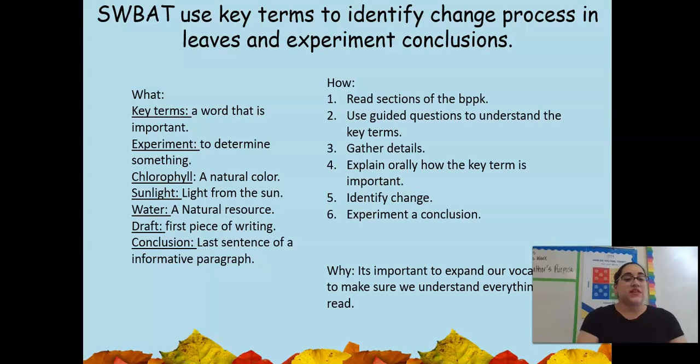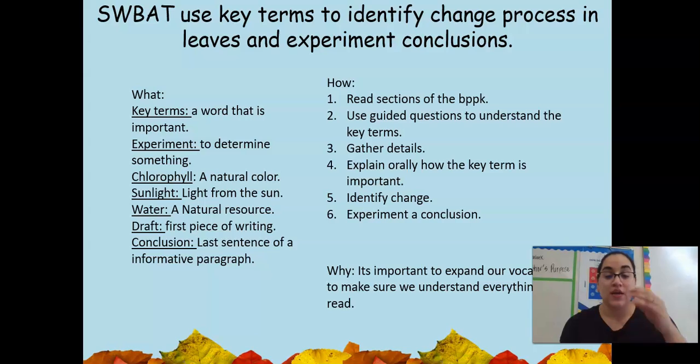Your objective is that the student will be able to use key terms to identify change, process in leaves, and experiment conclusions. So the main part of this objective, and you can see it, is that we're going to be using important words, those are key terms, to identify the change that leaves go through when the season changes. So what? Well, if you look at our objective, we see that we have the word key terms, and key terms is a word that is important.